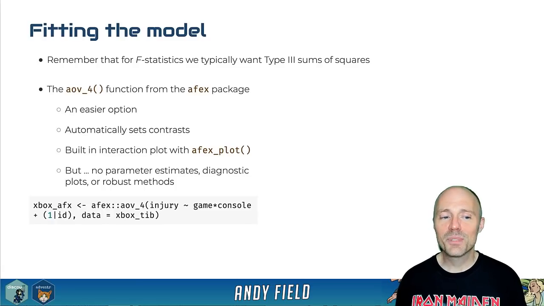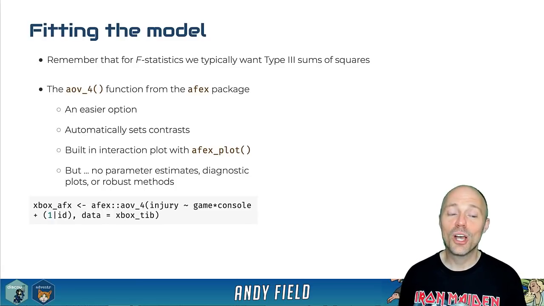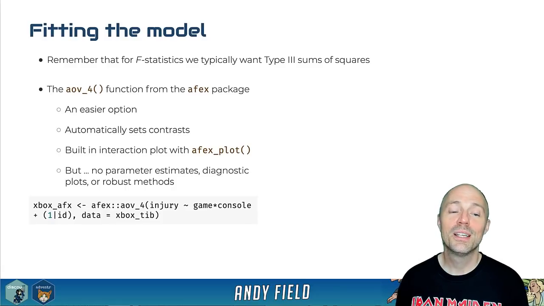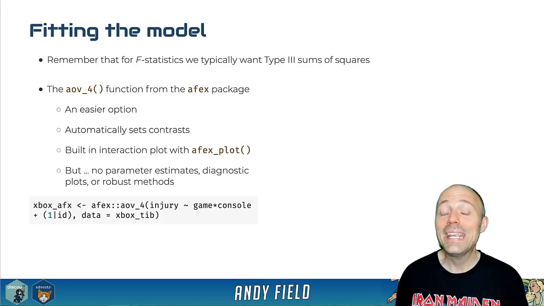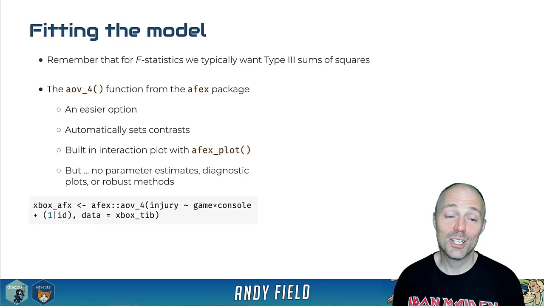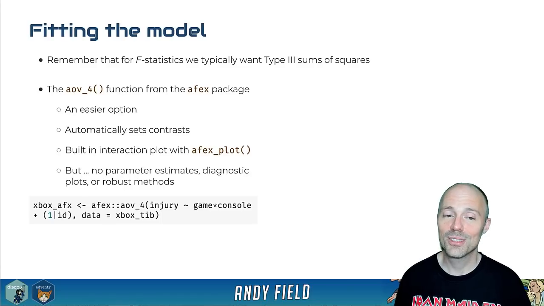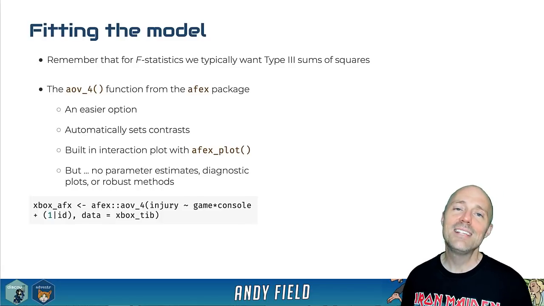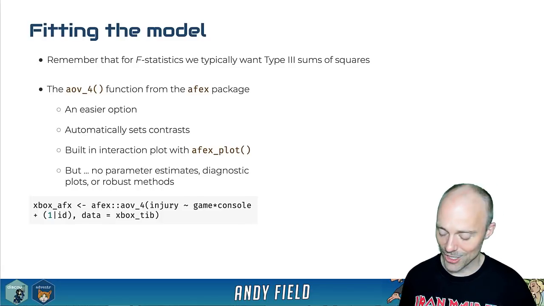But it comes at a price, which is that you can't look at the parameter estimates of the model. You can only look at the overall F statistics as far as I know. And you can't look at diagnostic plots from the model. You can't easily fit robust methods to the models either. So it's a good kind of workhorse function, which allows you to not have to think too hard. But that ease of use comes with some restrictions.